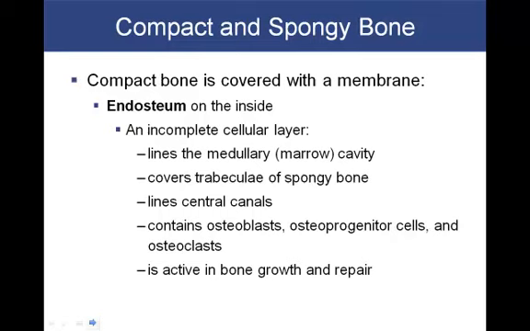Within the endosteum, we're going to find 4 cell types. We have osteoblasts, which, remember, aid in matrix building. And osteoblasts also give rise to osteocytes once embedded within the matrix. We have the osteoprogenitor cells. These are mesenchymal stem cells that will eventually differentiate into osteoblasts.